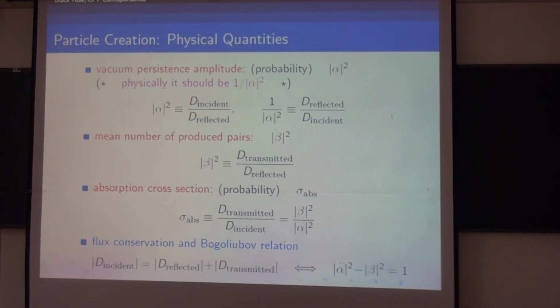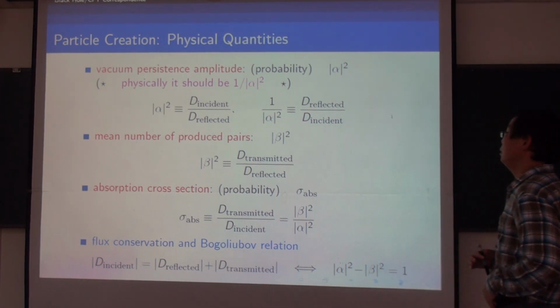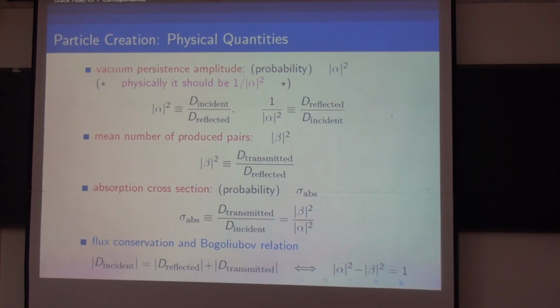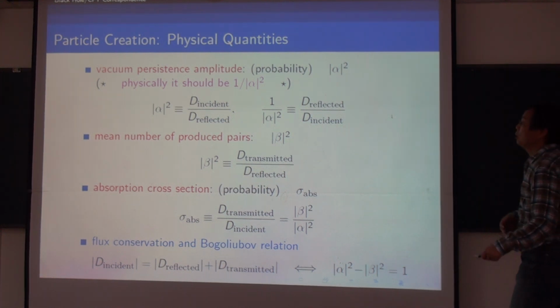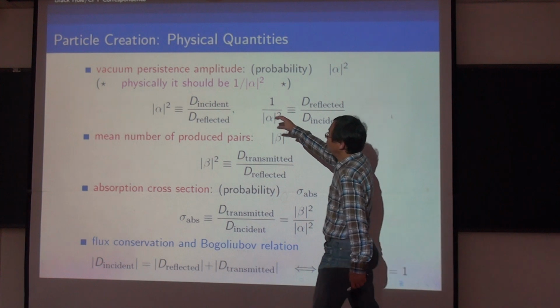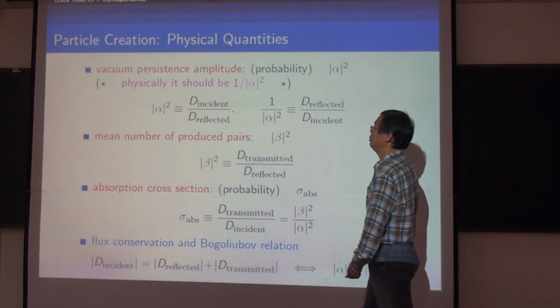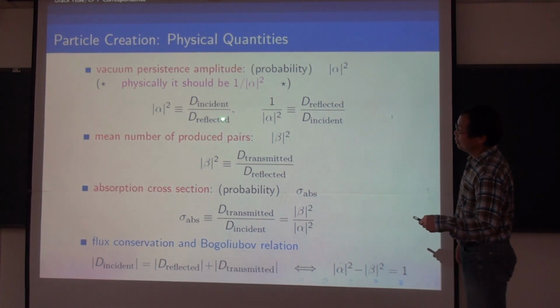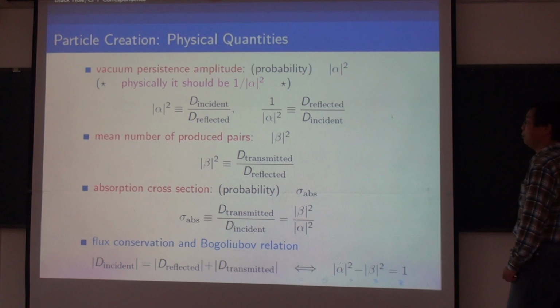So what's the quantity we compute? The quantity computed is actually the ratio of the flux. For example, we can compute alpha squared. Alpha squared is defined as the ratio of the incident part to the reflected part. But remember, the reflected part is the reannihilation, and this is the virtual particle.